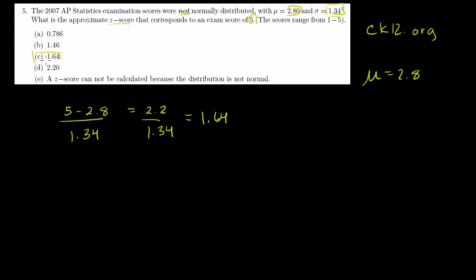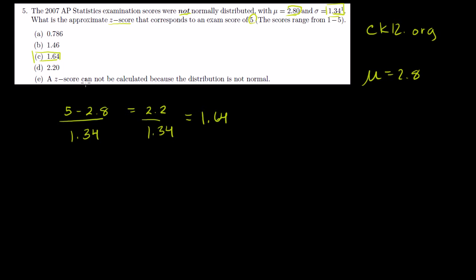So this was actually very straightforward. We just had to see how far away we are from the mean. If we get a score of 5, which hopefully you will get if you're taking the AP Statistics exam after watching these videos, you divide by the standard deviation to say how many standard deviations away from the mean the score of 5 is. It's 1.64.